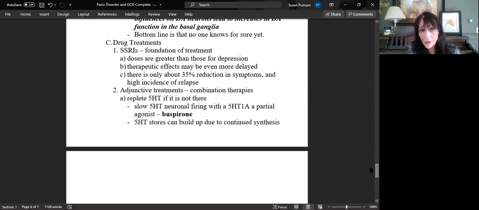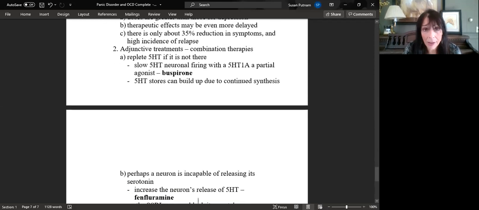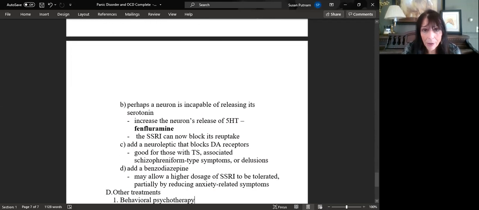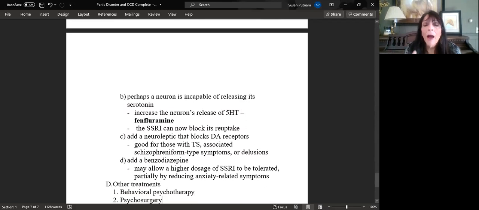Why? I just said we're going to slow the firing, because the stores can build up, because what you haven't done is change the synthesis in this neuron. You've only slowed how much it's released. So there's more being synthesized, and there's more in the pot, if you will. And so when the firing occurs and there's a release, you've got more serotonin coming out into the synapse, to put it very simplistically. Okay, so Buspar could be an adjunctive therapy.